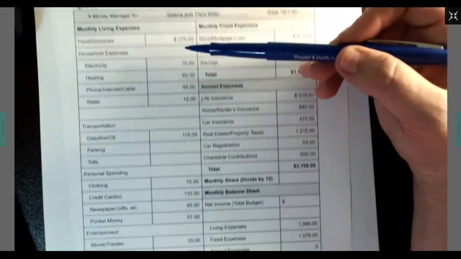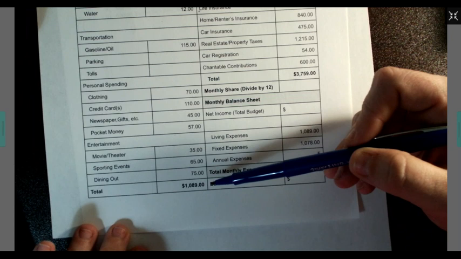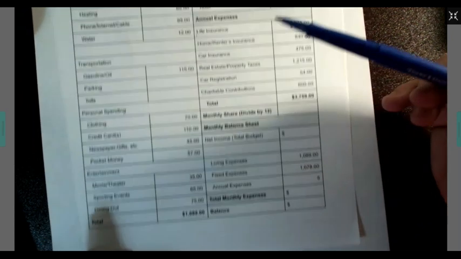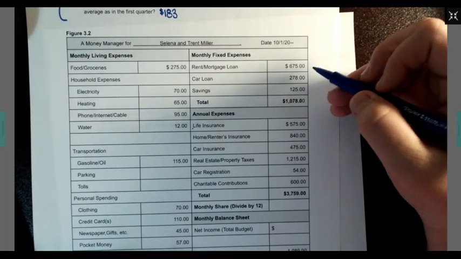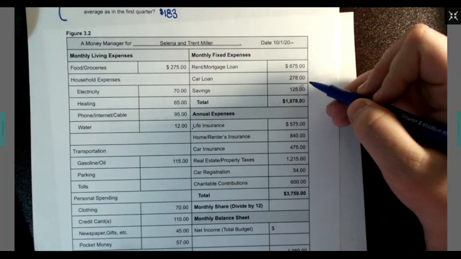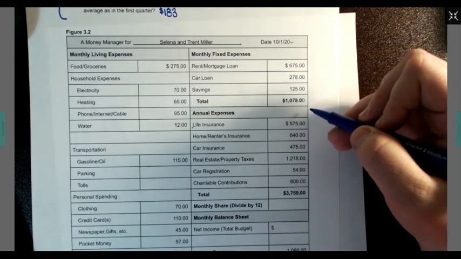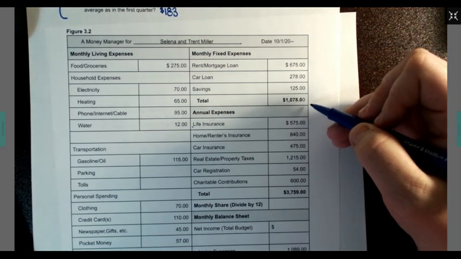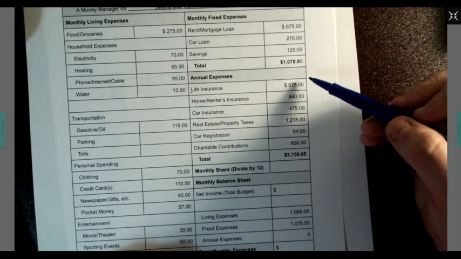And they said that their monthly living expenses total is $1,089. Their monthly fixed expenses cover their rent and mortgage, which is $675, their car loan, which is $278, and their savings, which is $125, for a total of $1,078.